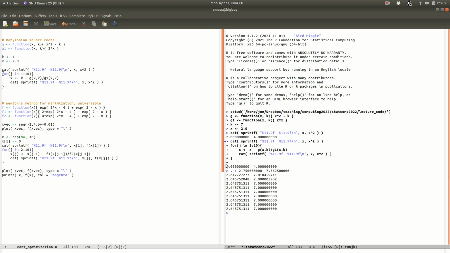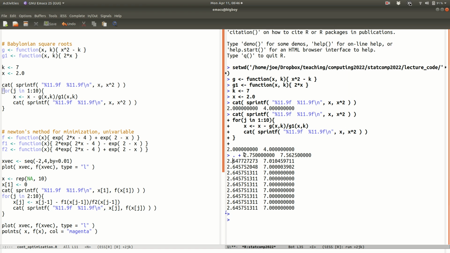And you could see here's the first value we tried. Based on that information, it guessed that the square root is 2.75. If you square that, you get 7.5625. Let me make this a little bigger. So the second guess was 2.75. You square that, you get 7.5625. And then it updated to 2.6477. That's even closer. Square of that is 7.01.